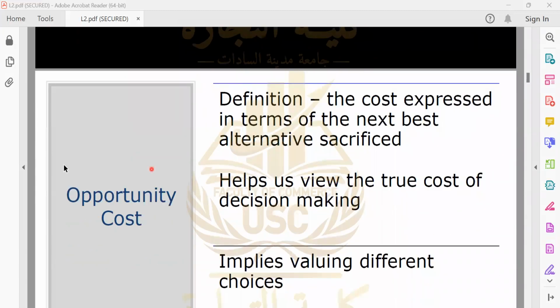First we speak about opportunity cost. Opportunity cost has the definition that it's the cost expressed in terms of the next best alternative sacrificed. It helps us view the true cost of decision making. It implies valuing different choices. If we choose some alternative, we give up the other alternatives. So that's the definition of opportunity cost.